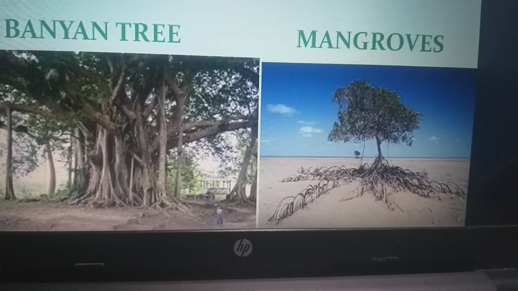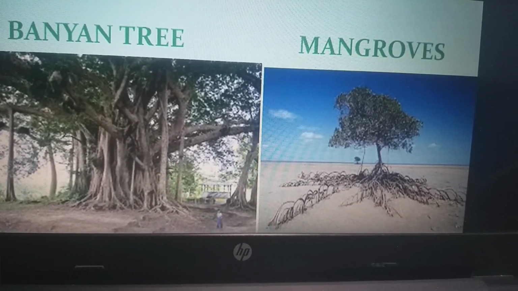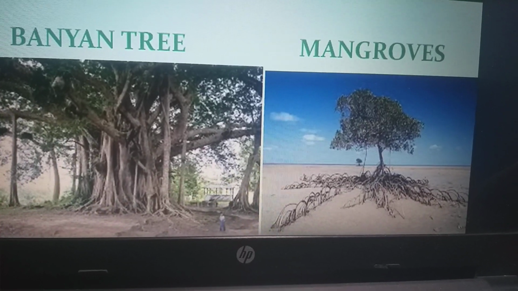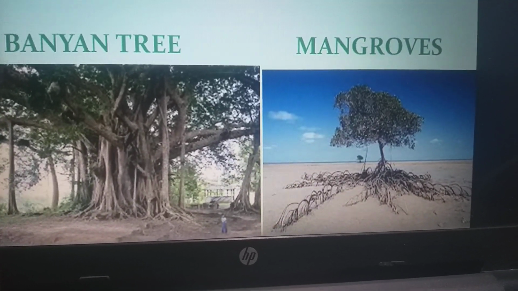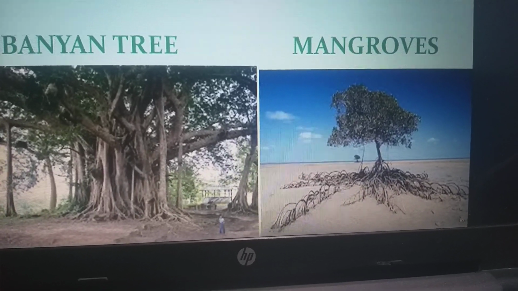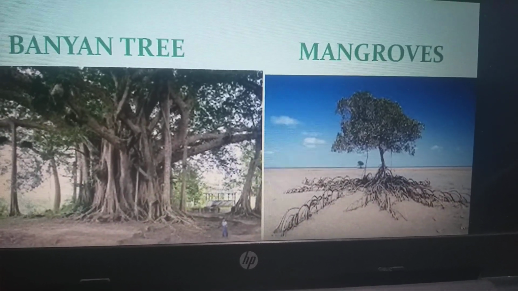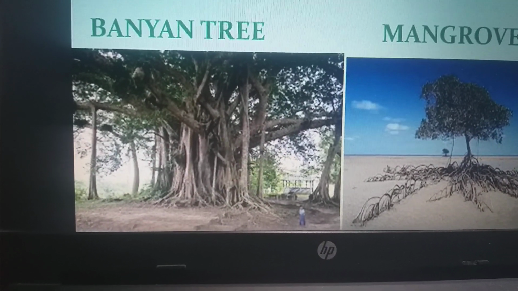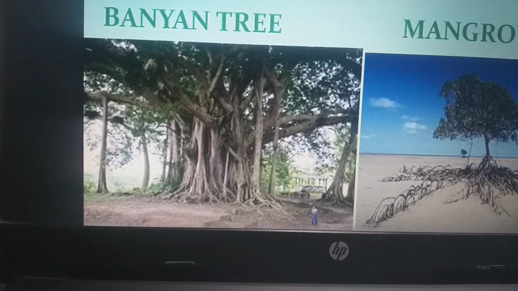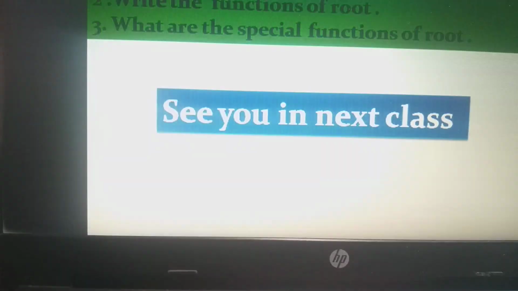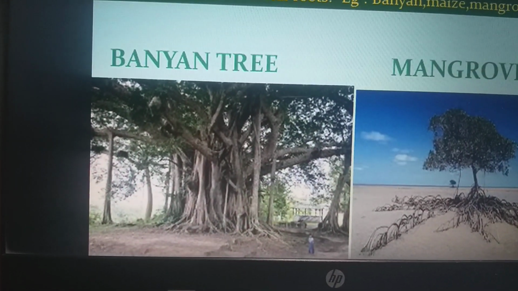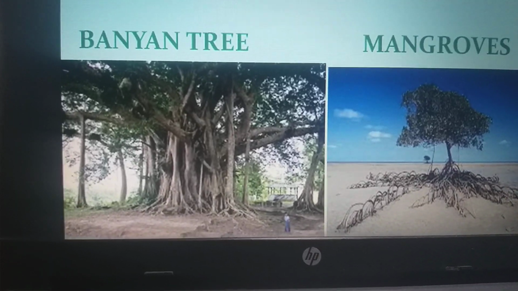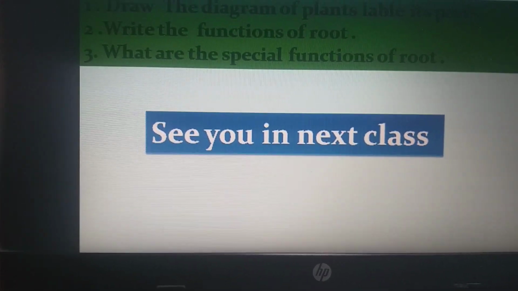So which plant's roots come out of the soil, students? Yes, the roots of mangrove plants come out of the soil to get extra fresh air from the atmosphere. And which roots provide extra support to the branches? Yes, the roots of the banyan tree grow downward and provide extra support to the branches of the tree. So these are some special functions of the root.